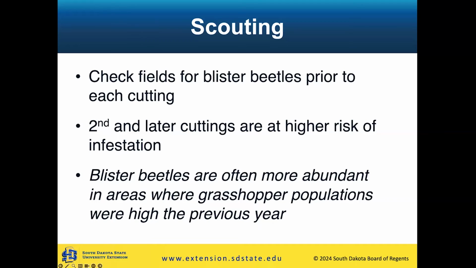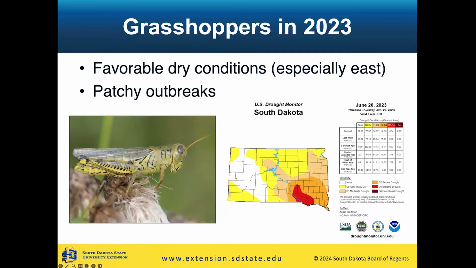And a general rule here is that we'll usually see those blister beetles showing up more abundant in those places where grasshoppers were high in numbers the previous year. So again, you have more of those grasshoppers laying eggs, more of a food source, and then you're going to have more blister beetles in turn.